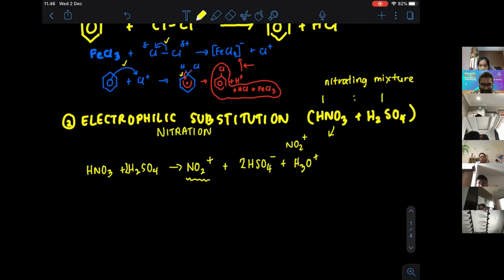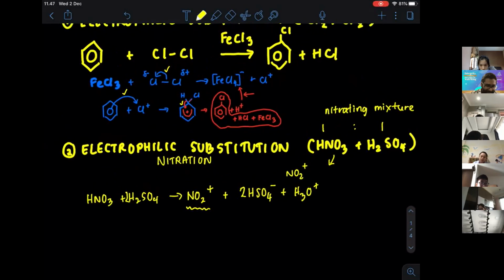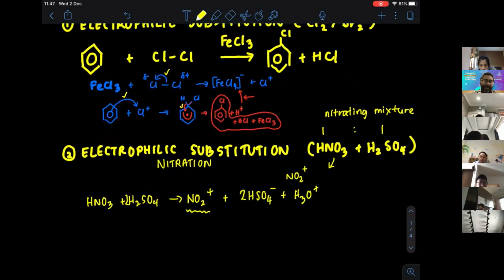Do remember, this electrophile is not produced by polarization. It does not require a halogen carrier, because first of all, it is not a halogen. So if you do not use any catalyst or halogen carrier, how will it happen? You need to make sure that this reaction is done under reflux at 55 degrees Celsius. This is the condition that we need to remember for electrophilic substitution involving nitration.